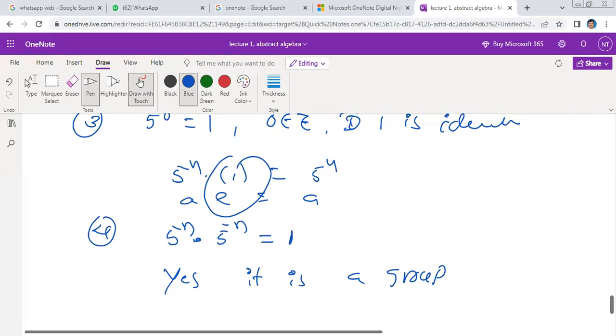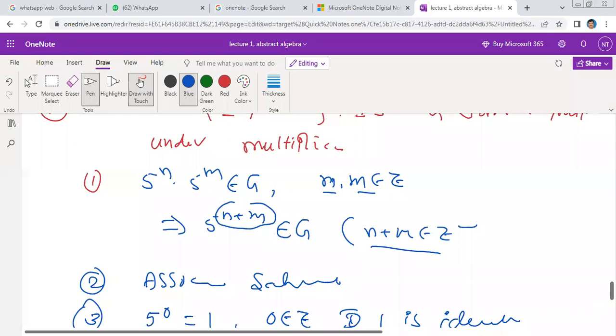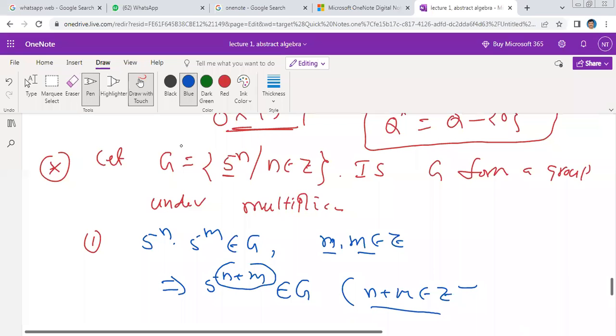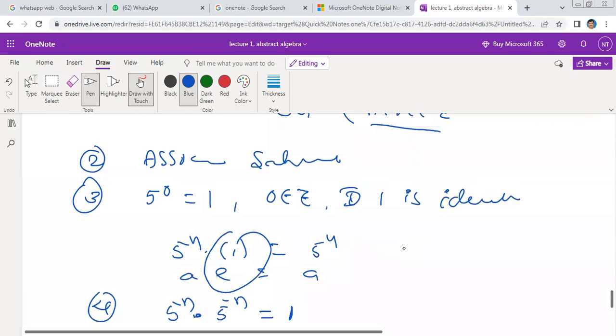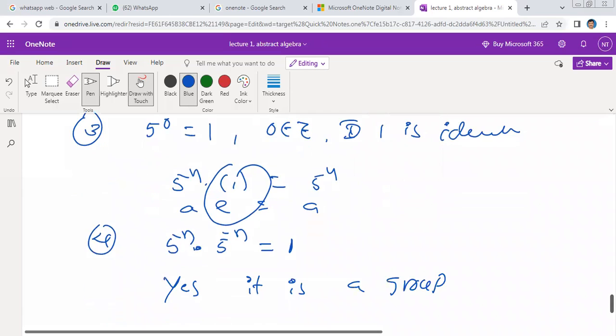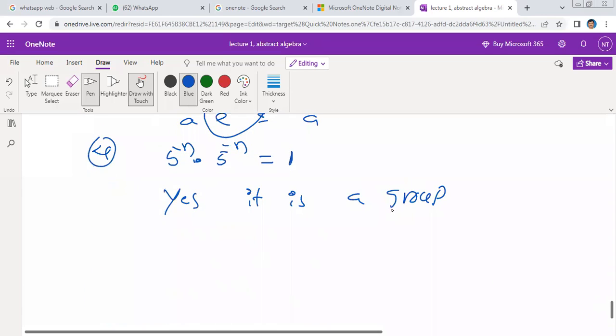Let me ask one question for you. Instead of Z, I am taking N. Is this a group? Instead of n belonging to Z, if n belongs to natural numbers, is it a group? No, sir. If Z is replaced by N, it's not a group, because then we cannot get 5 power 0. The identity element will not exist, and the inverse element also will not exist. Yes, identity element and inverse are not there, so it is not a group in the case of natural numbers, right?